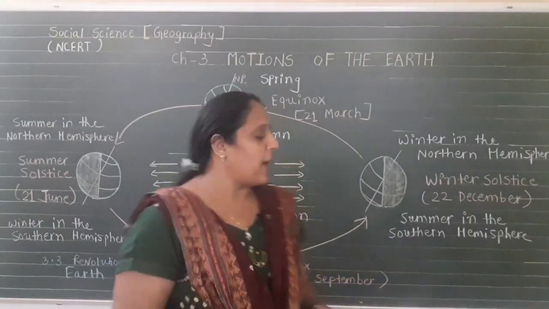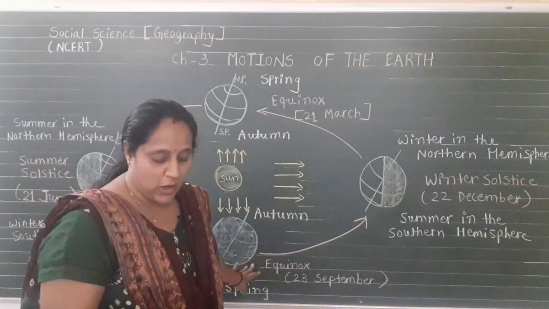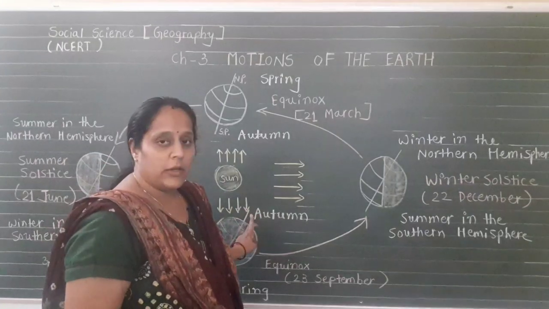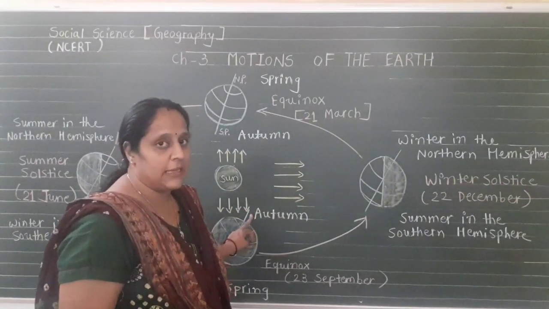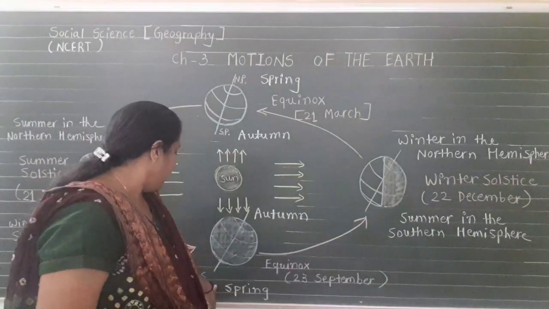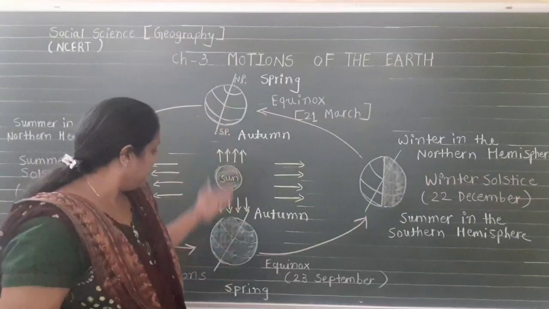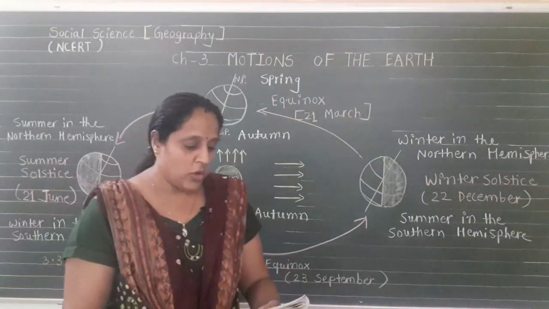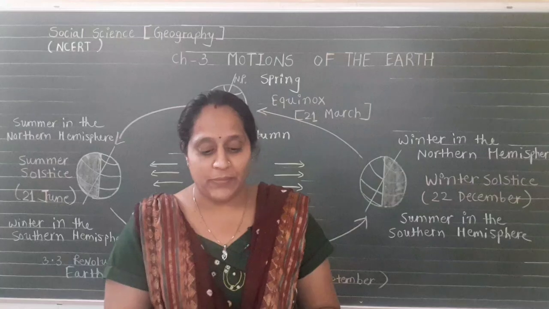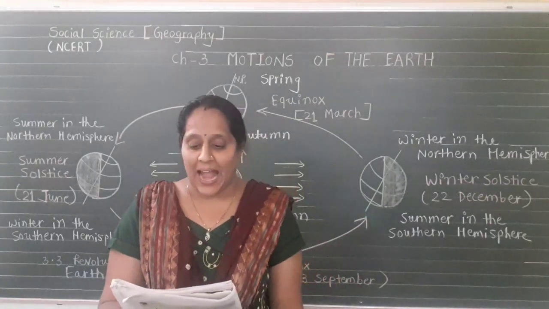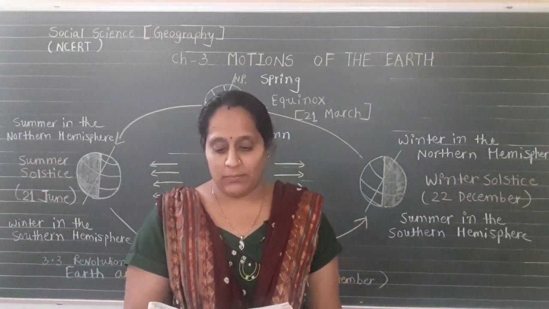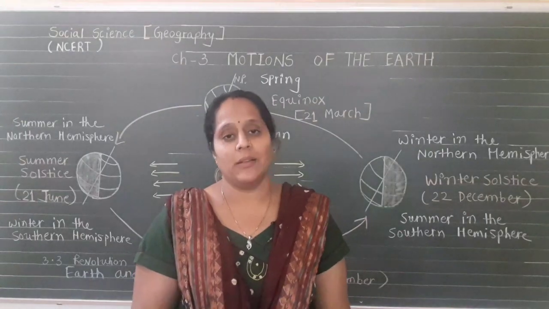So on 23rd of September, again we discuss this equinox. It is the autumn season in the northern hemisphere. Here you see in the northern hemisphere there is the autumn season, and in the southern hemisphere the opposite is the case of 21st of March, which is given on the opposite side. So when it is spring in the northern hemisphere, it is autumn in the southern hemisphere. Thus we find that the changes in day and night and in the seasons are because of the rotation and revolution of the earth respectively.